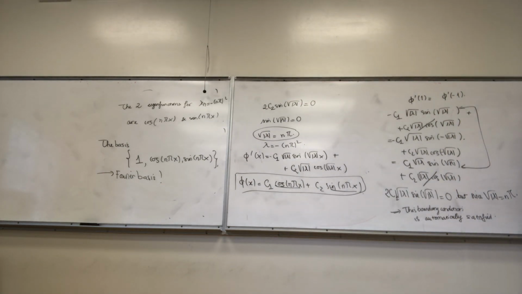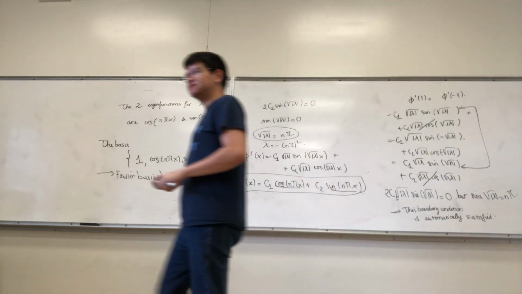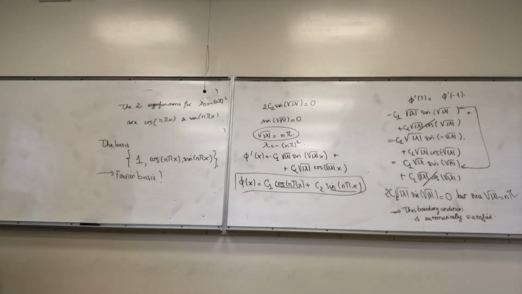So who can tell me why we get a Fourier basis in this case? Because the boundary values are minus 1 and 1. In the Fourier series, it has to be from minus L to L, so yes, this is one thing. This is from minus 1 to 1, so the domain is symmetric. This is one thing. The second thing is what?